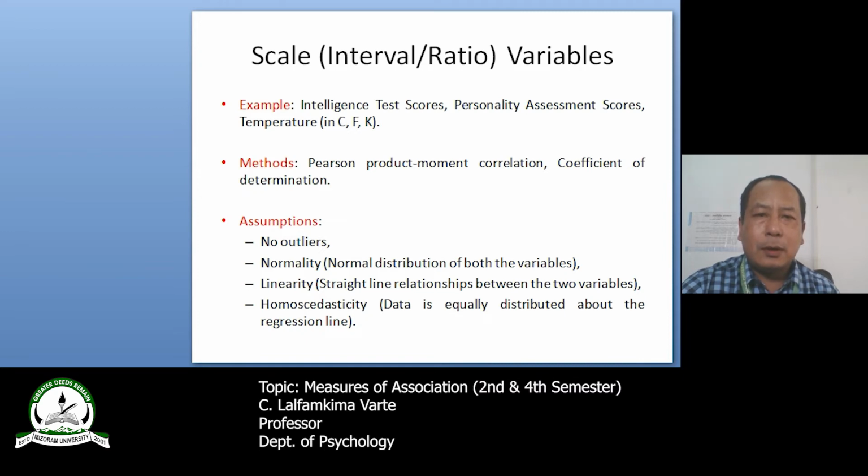The methods of analysis of the correlation can be the Pearson product moment correlation and the coefficient of determination. The assumptions underlying the scale levels of measurement are no outliers, normality, that is, the normal distribution of both the variables, linearity, the straight line relationship between the two variables, and homoscedasticity, that the data is equally distributed about the regression line. The interval type allows for the degree of difference between items, but not the ratio between them.